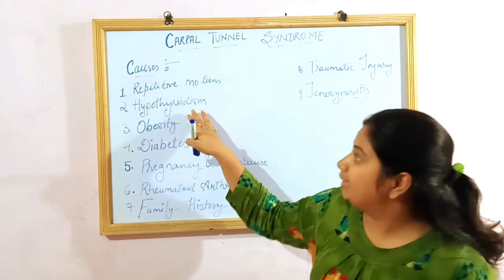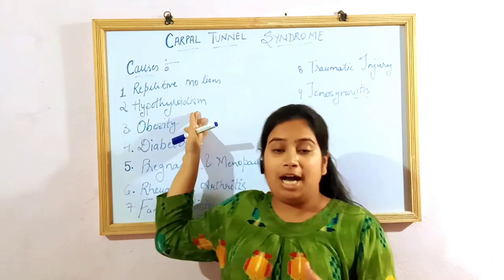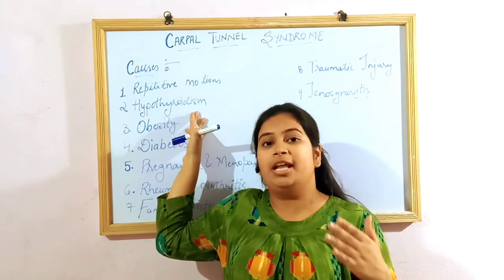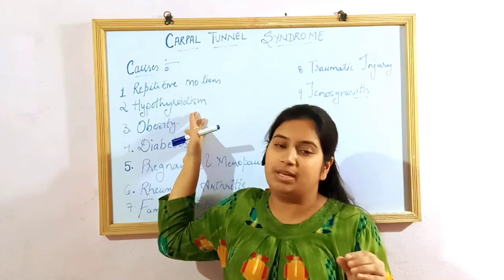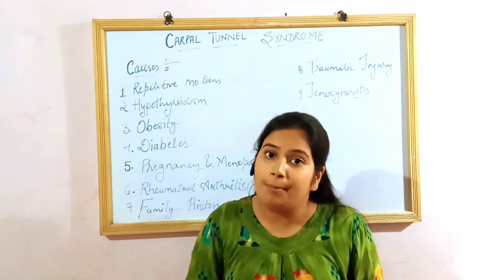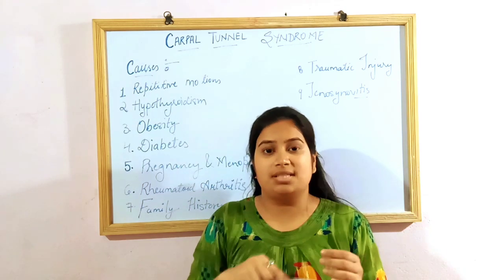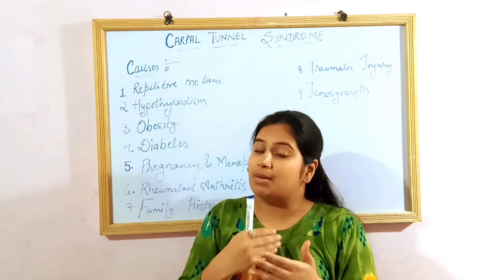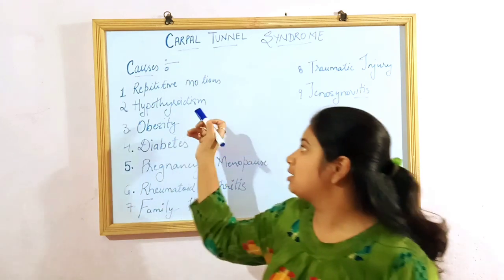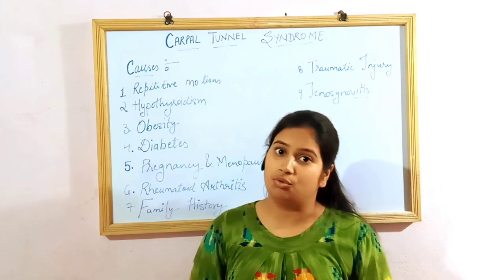Our next point is hypothyroidism. In hypothyroidism, there is accumulation of mucinous material, which we also call mucopolysaccharides, in the flexor tendons, which exerts pressure on the median nerve and thus is responsible for carpal tunnel syndrome.